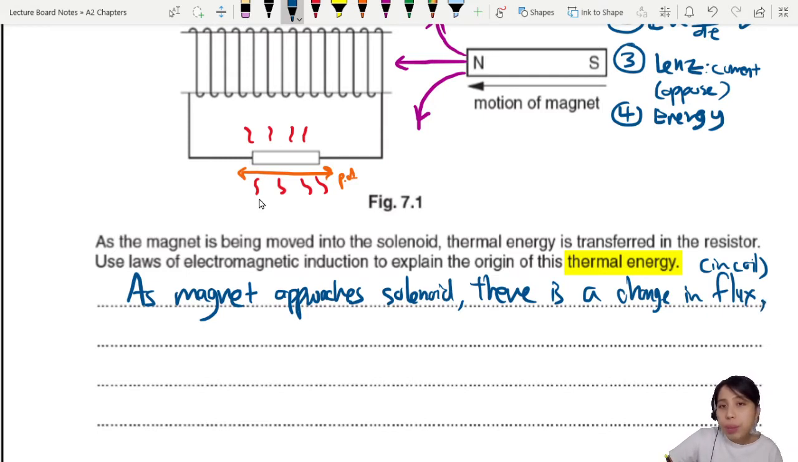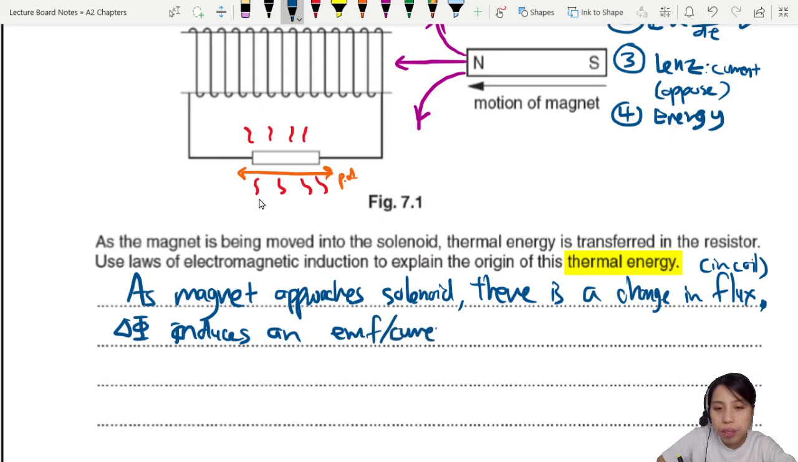This flux will cause what we call an induced EMF. So I'm going to say change in flux. What should I say? This change in flux, I'm going to shortcut and just say change in phi causes or induces an EMF or current in the coil. So here's number 1, number 2.